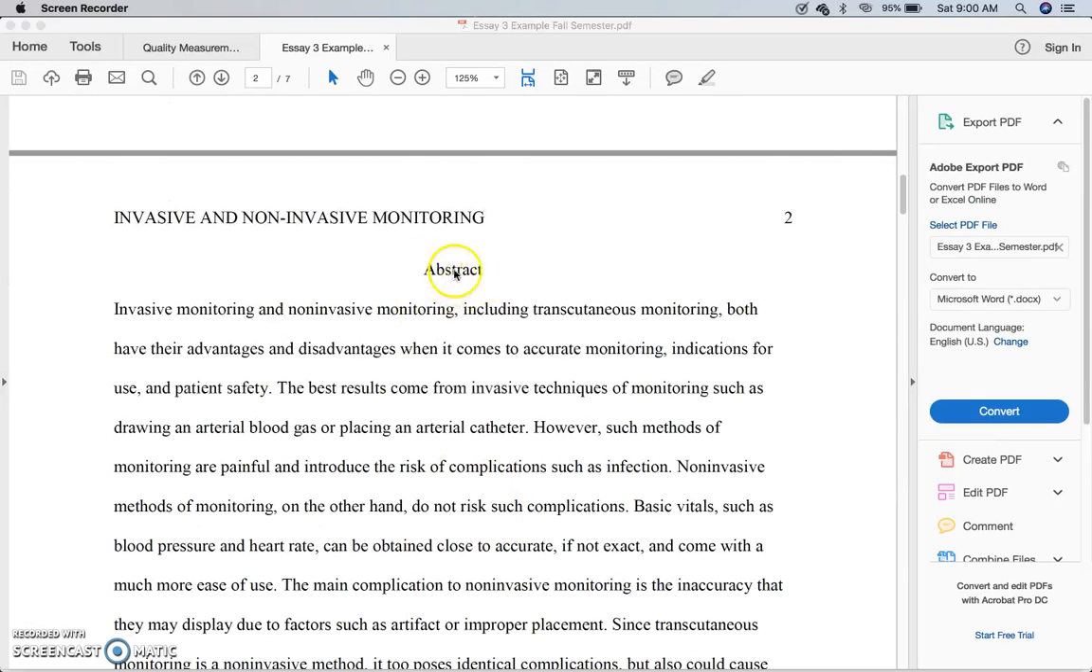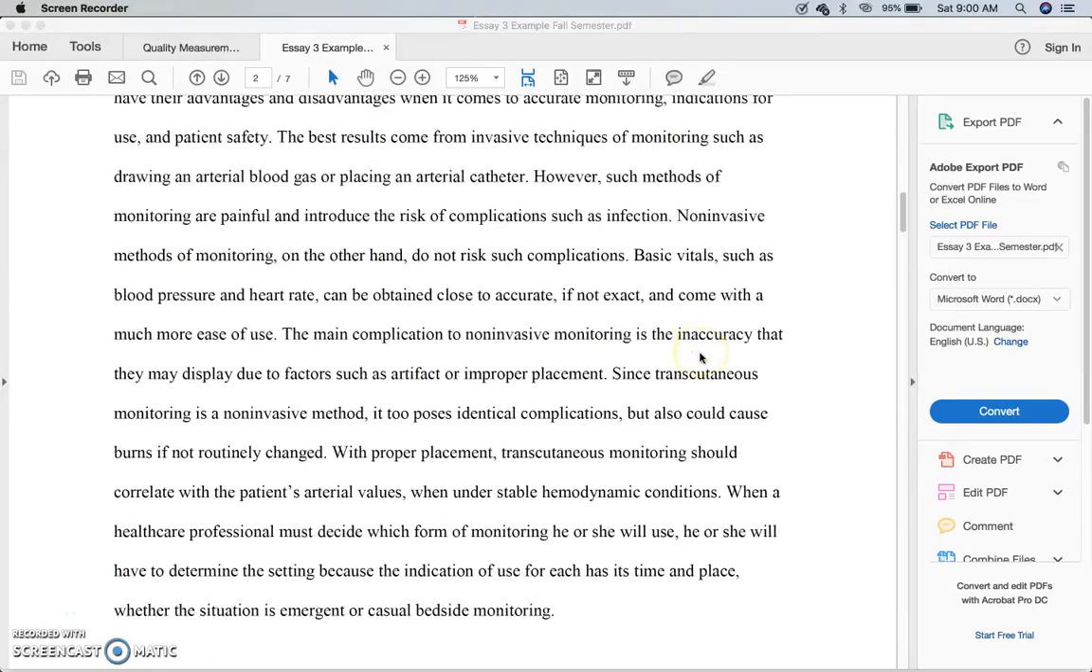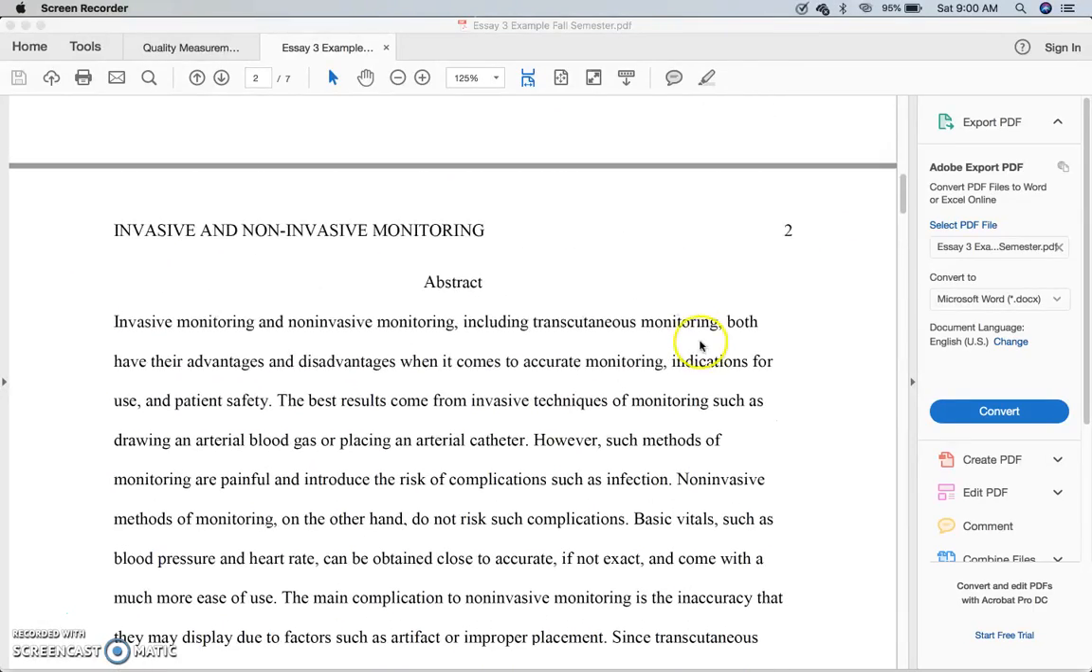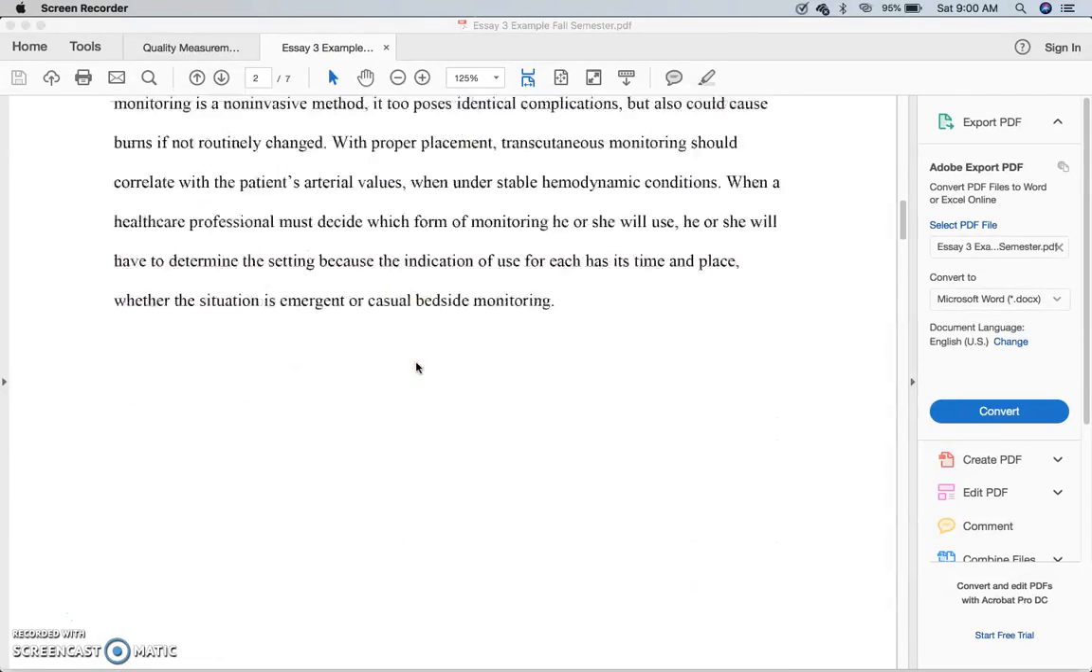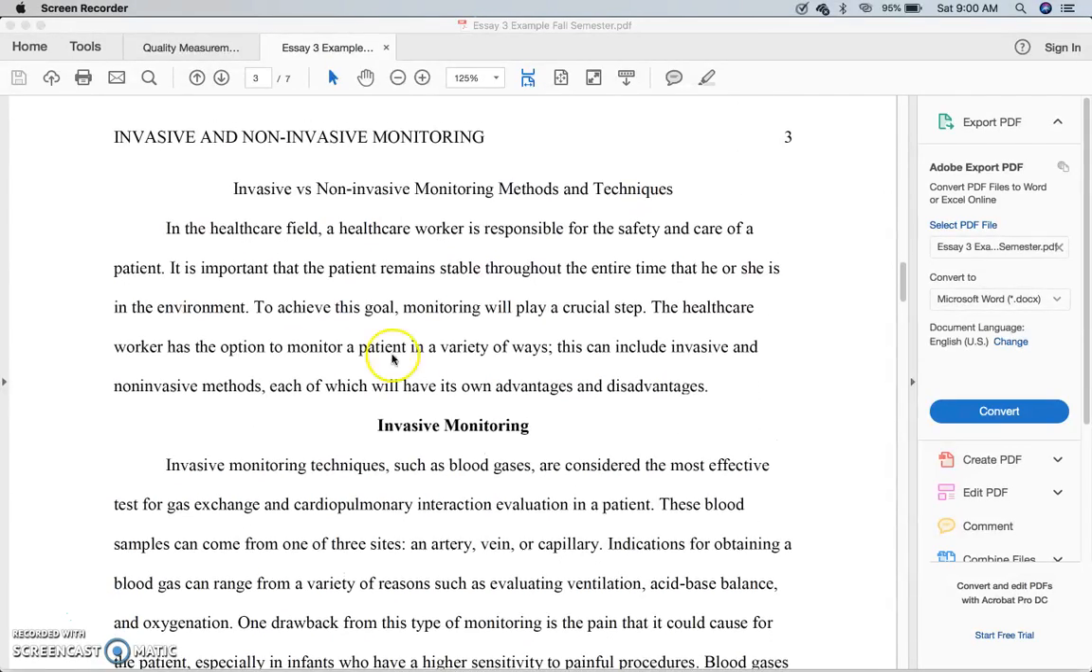Page 2, abstract. You notice here it's centered, non-bolded. You have all caps, here is the phrase of the paper, invasive and non-invasive monitoring, page 2. We talk about the abstract. It's all left-aligned, and it is not indented on the first paragraph here. Then we go to page 3.